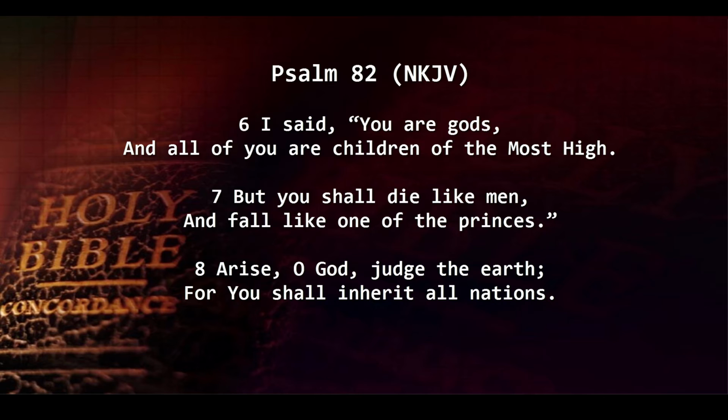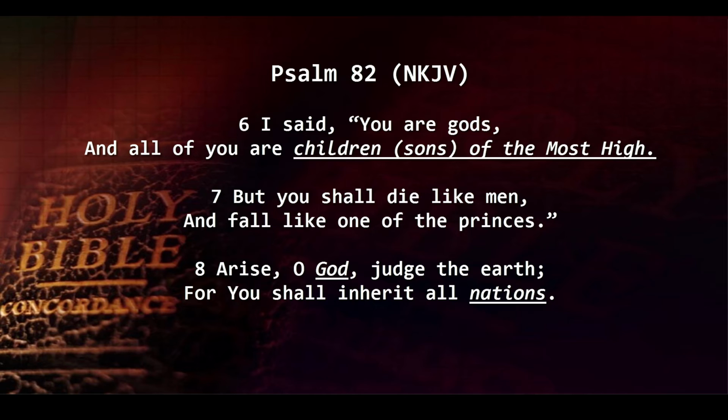The word here is Adam. "You shall die like Adam and fall like one of the princes. Arise, O God, judge the earth, for you shall inherit all the nations." Do you see? Sons of the Most High, God, nations. In Psalm 82:6 to 8, you have the words Most High, sons, God, nations, that you find in Deuteronomy 32:8.